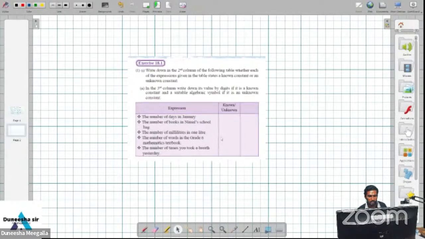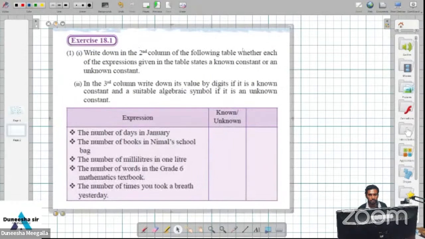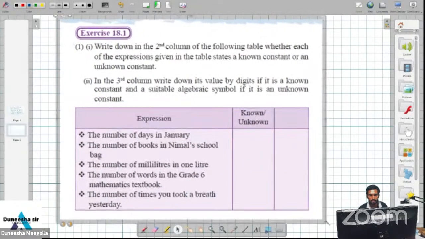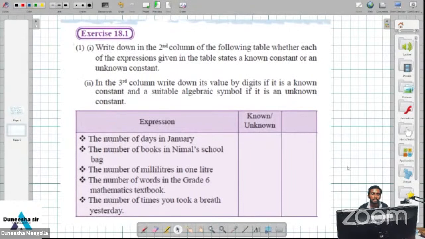From your textbook exercise, now you have to fill in these blanks. Write down the second column of the following table, whether each expression given in the table is non-constant or unknown constant. In the third column, write down its value by digits. If it is non-constant and unknown constant, give a suitable algebraic symbol for it. Okay.